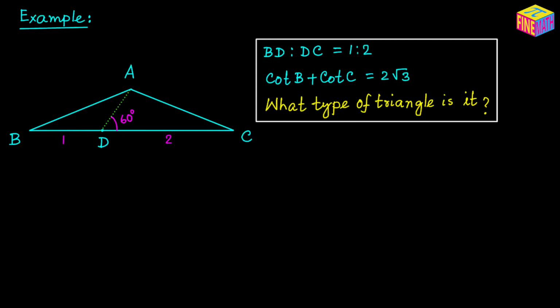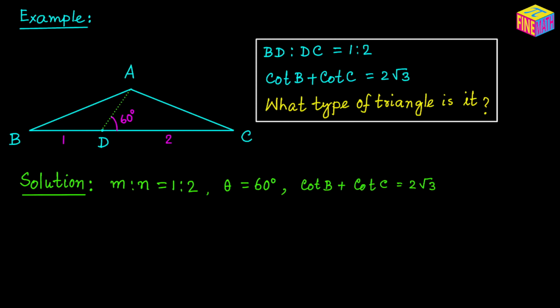From the look and feel of this example, I feel we should be able to use the ratio formula or the MN theorem. So what are the given information in this example? Well, m/n is given as 1:2 and theta has been provided as 60 degree. And also we have been provided with one additional information, that is cotangent of B plus cotangent of C is equal to 2 times square root of 3. When you say angle B or angle C, we are going to follow the same convention for a triangle, that in this case angle ABC is the angle B and angle ACB is the angle C, and of course angle BAC is the angle A.